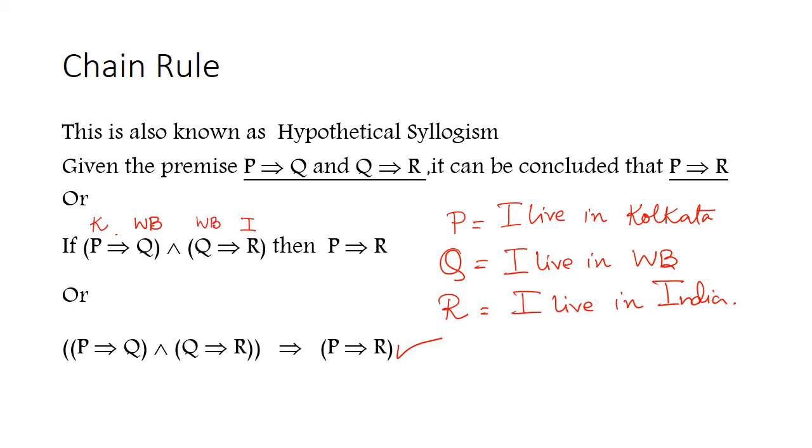So if both of these are true, then this will also be true, that is, if I live in Kolkata, then I live in India. This is how it is inferred. And why is it called a chain rule? Because we are eliminating the intermediate proposition and just connecting, like a chain interconnection. So that's why it's called a chain rule.